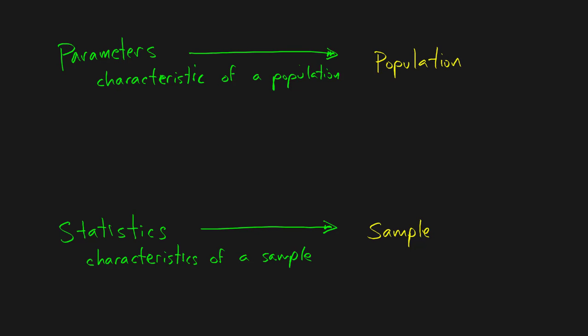Okay, so let me just clean this up a little bit. Okay, so a parameter is a characteristic of a population, and a statistic is a characteristic of a sample. What I mean by a characteristic is, when you've performed your survey or your study or your research, you're going to get some results, and you'll use those results to describe characteristics of either the population, or if you only had a sample, of the sample.